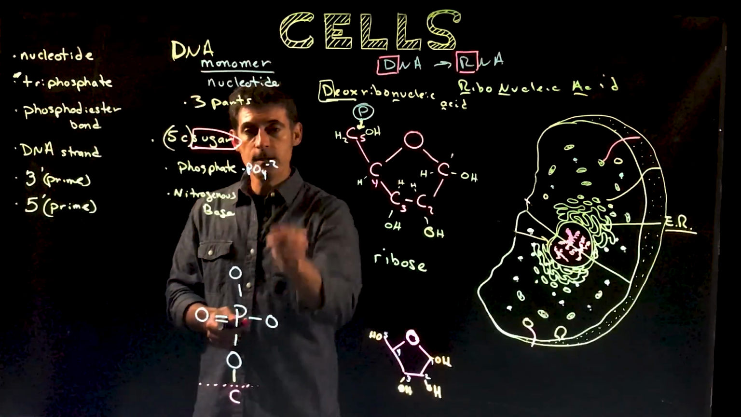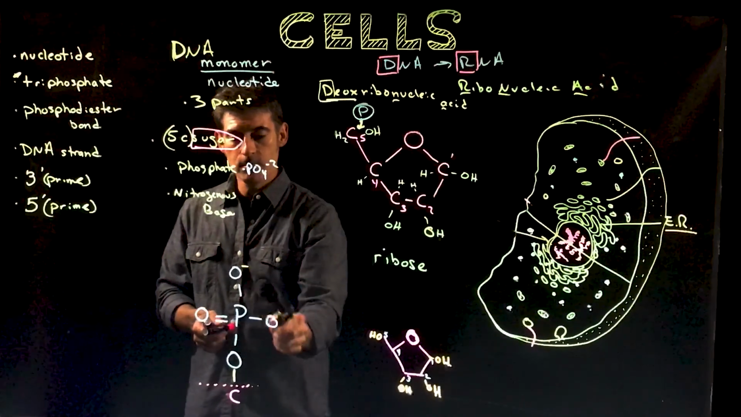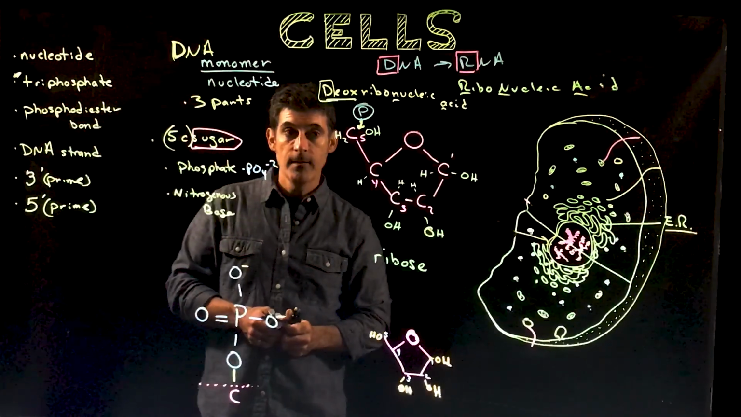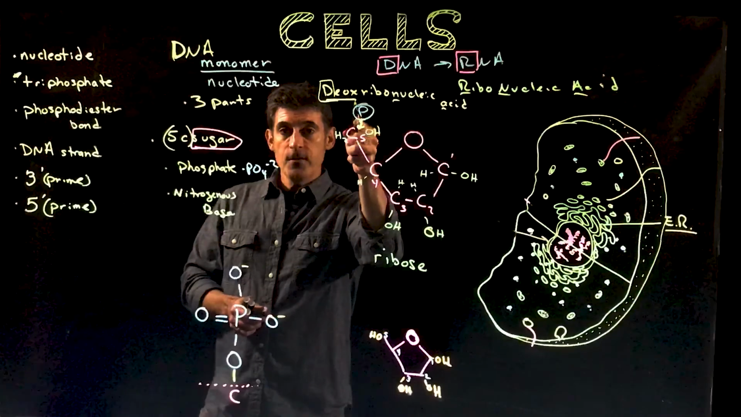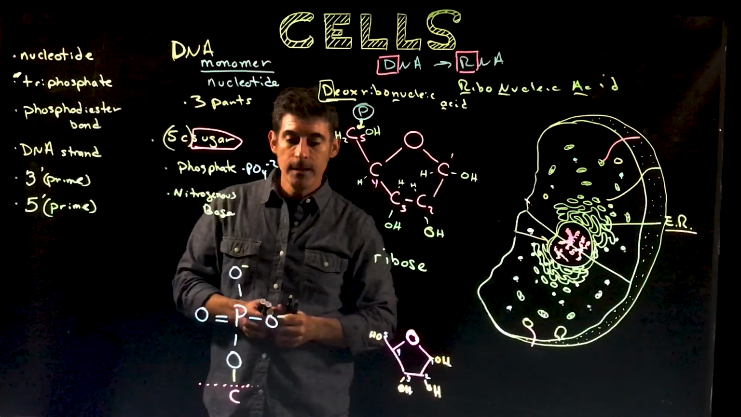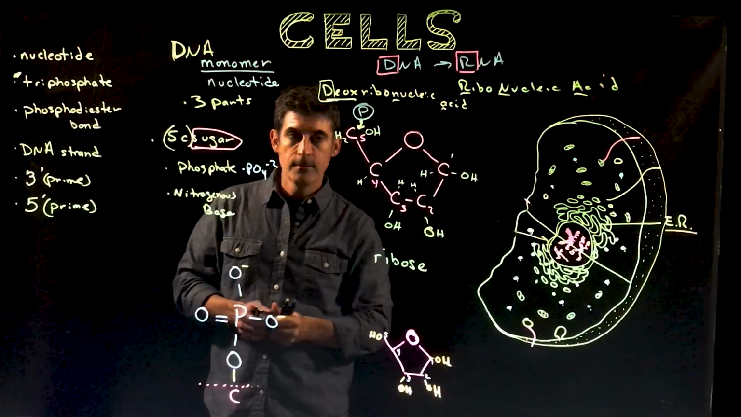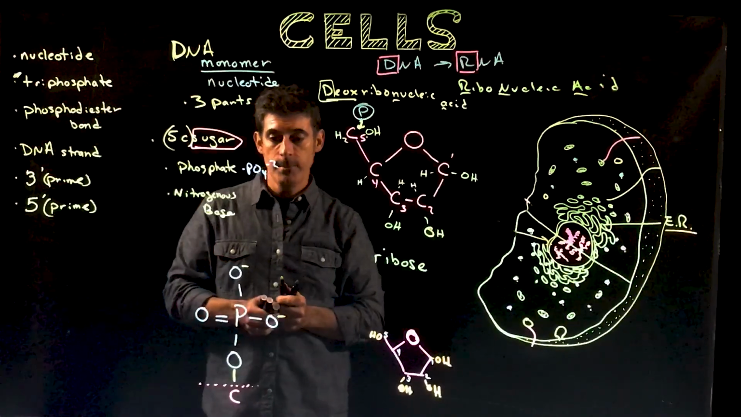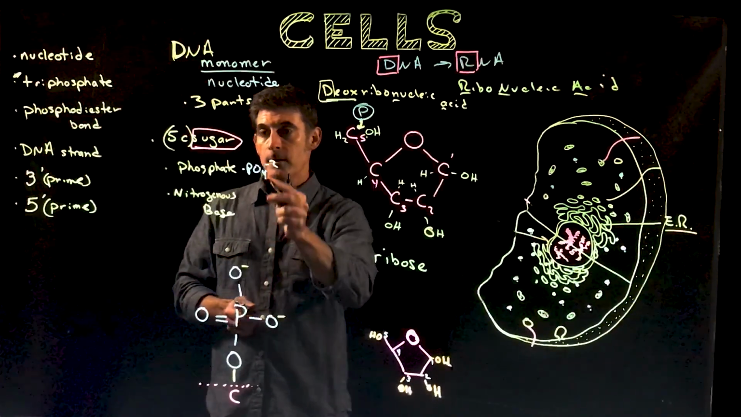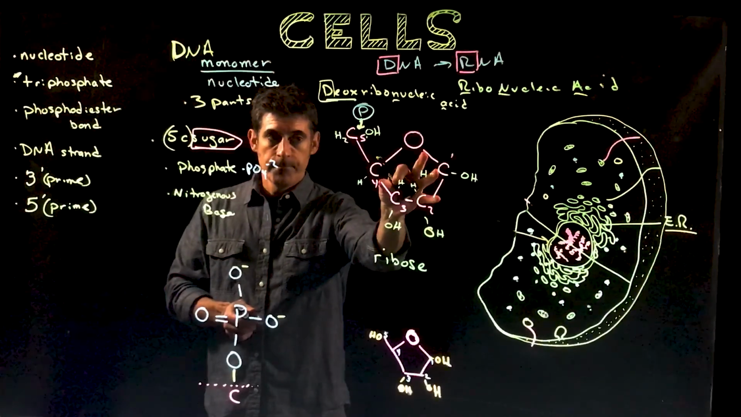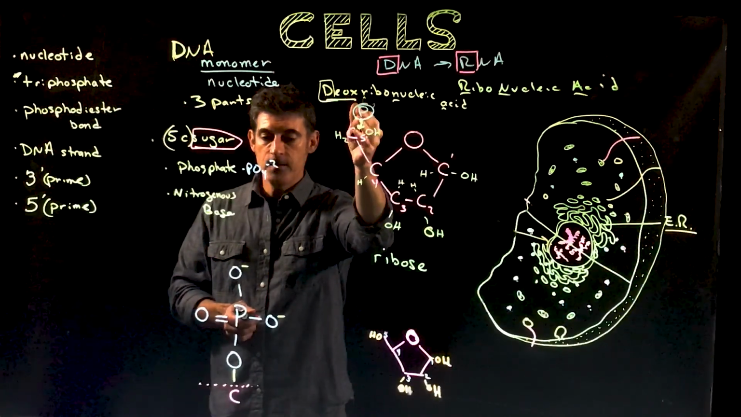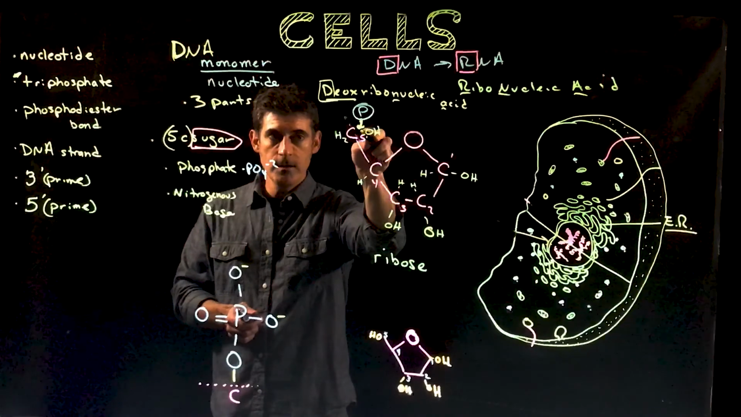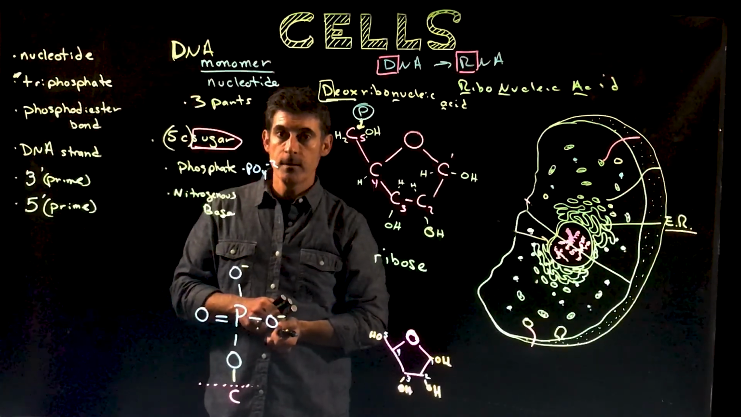The other thing you need to know is the -2. So the other 2 oxygens are going to have a negative charge. So the phosphate is negatively charged. It's always going to be negatively charged. It'll carry this -2 charge. And it's always going to be attached to the number 5 carbon. Okay? So you have the sugar. Then you have the phosphate. And the phosphate's location is always on the number 5 carbon.